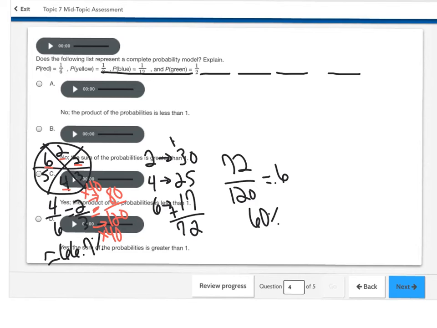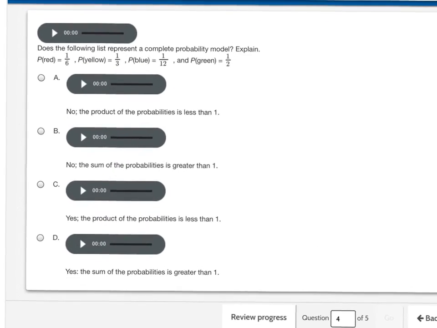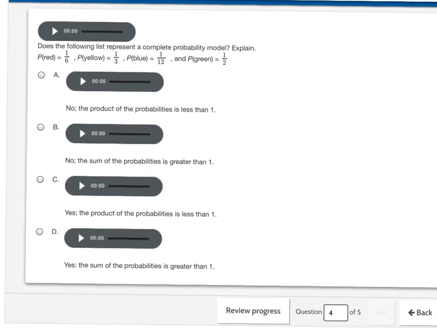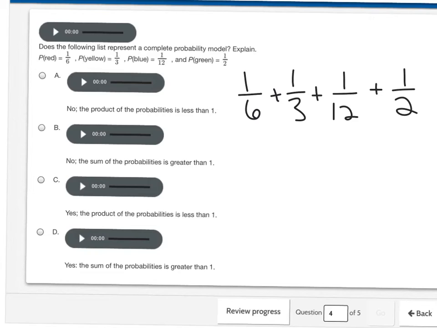Look at question 4. Does the following list represent a complete probability model, and explain? A complete probability model lists all the different options, so the probabilities should add up to 1. If we have 1/6, 1/3, 1/12, and 1/2, the question is whether those add up to 1 or not. To add these together, we would need a common denominator. 12 could be our common denominator.